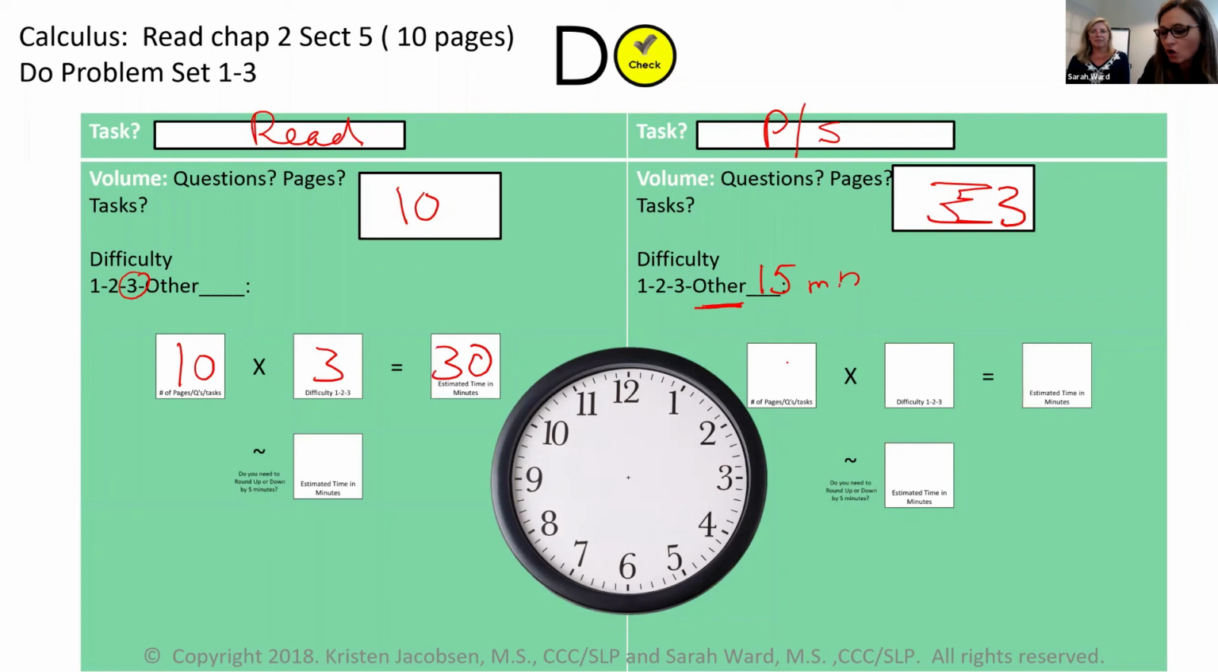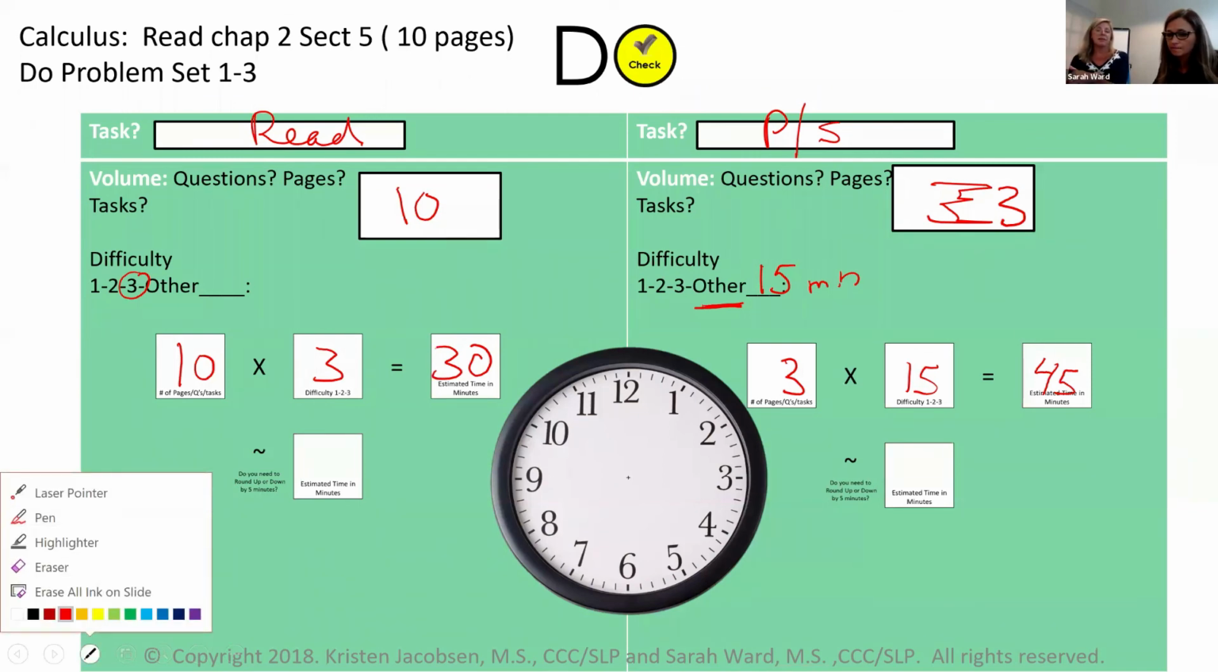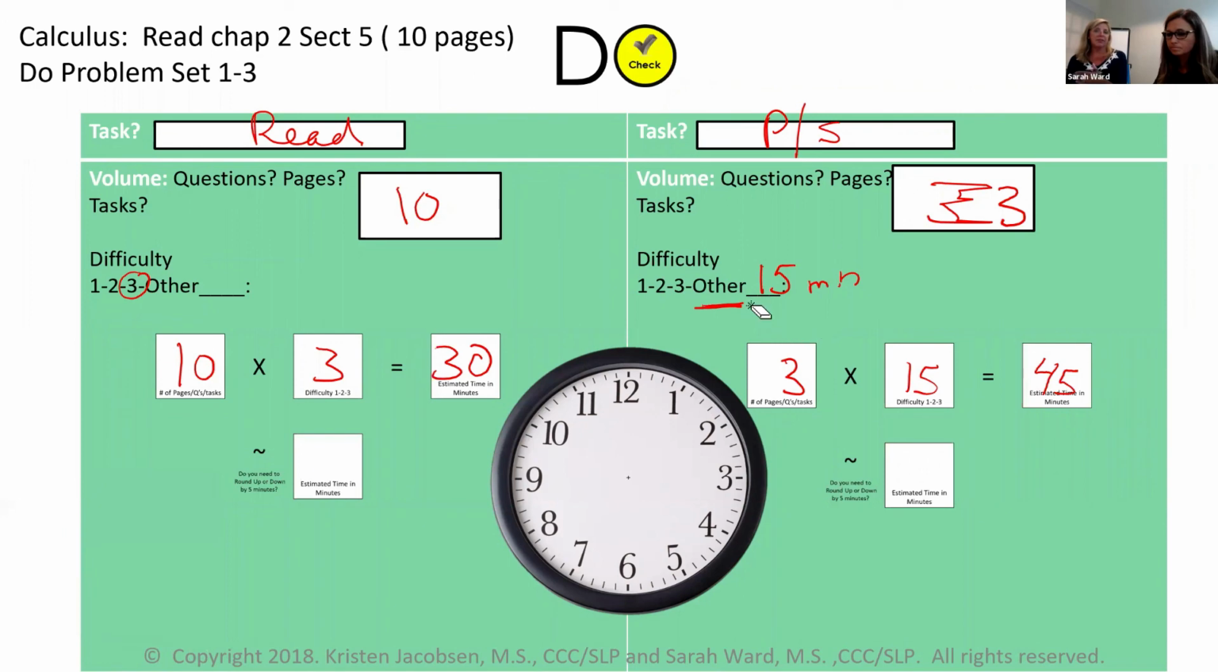And now I know, okay, a volume of 3 times 15 minutes each, I'm actually going to need 45 minutes. So I can see I'm going to need 30 minutes to read and 45 minutes to work on my problems. And Kristen, I think you actually have even a same but different way that you'll do it sometimes. Well, sometimes if they don't know how long it will take, we might do one problem and then we will have a start time on the clock and then we'll see where the end time is.